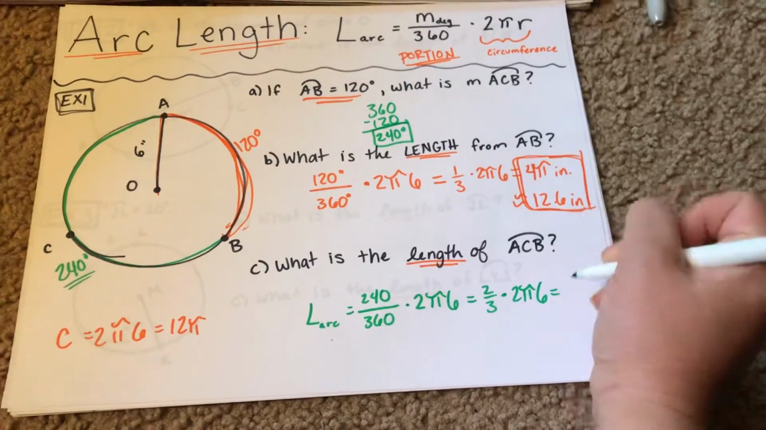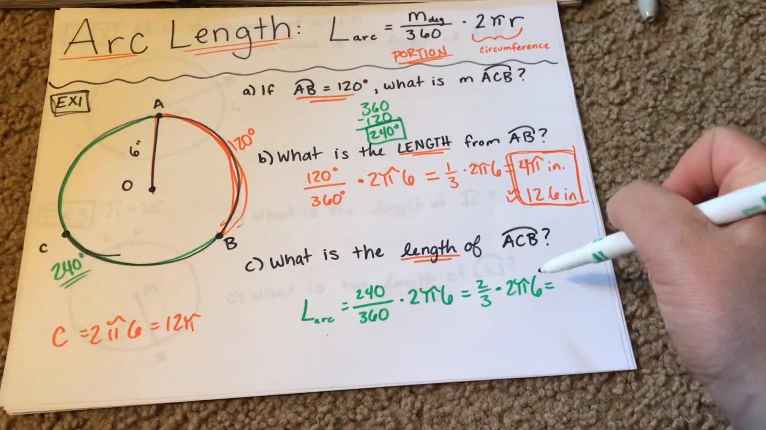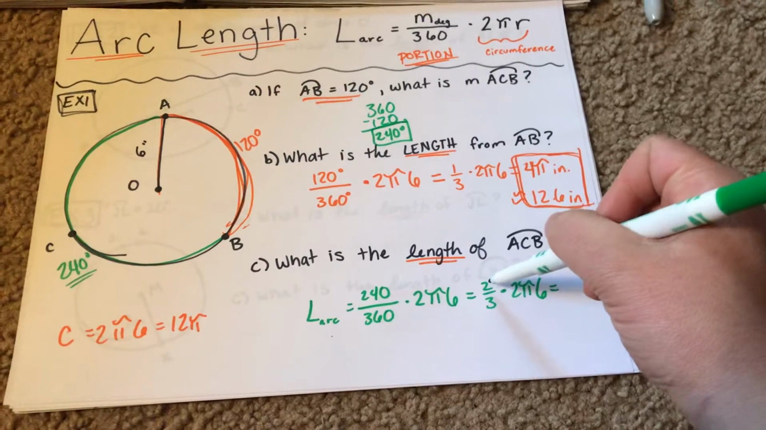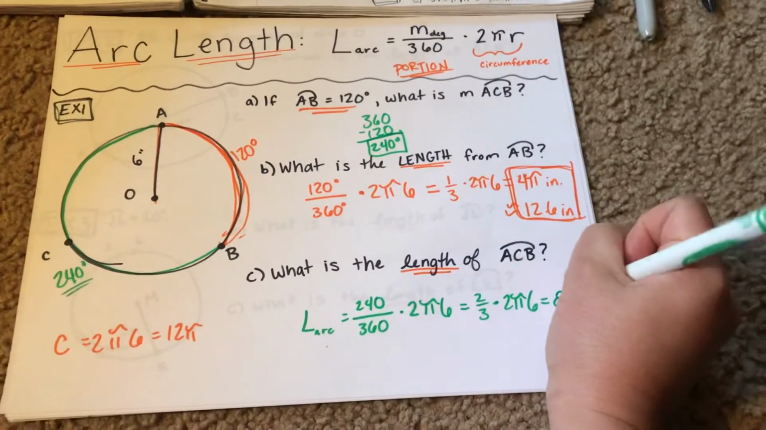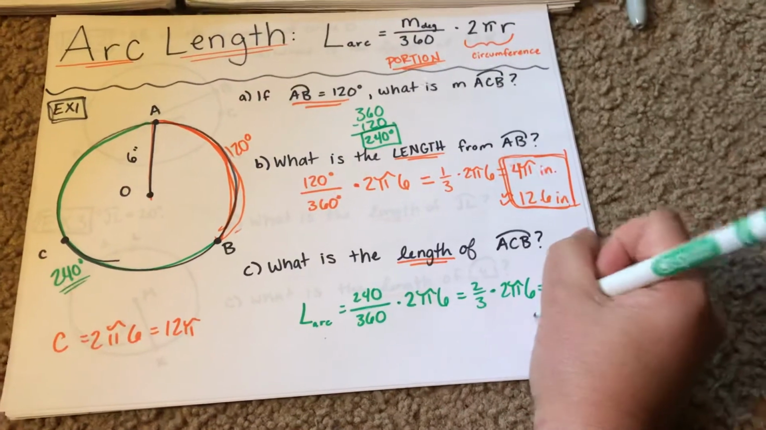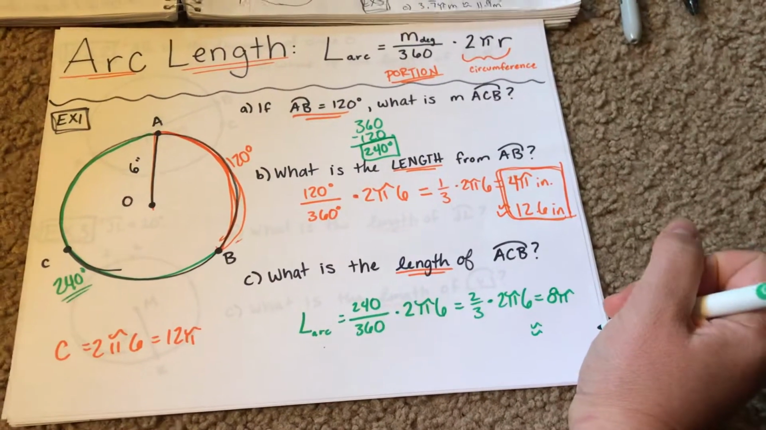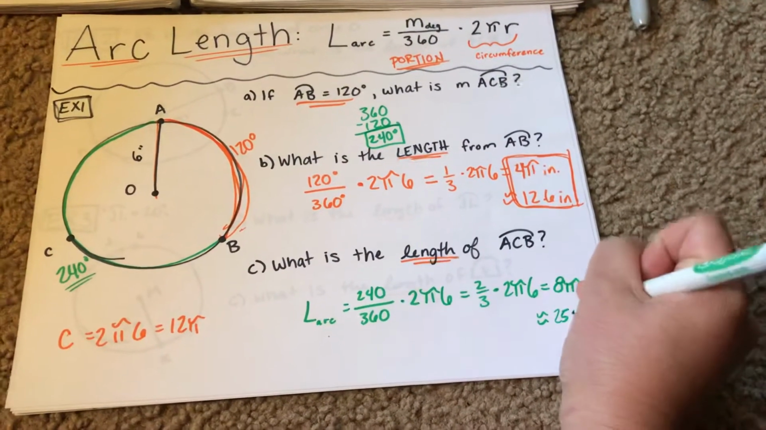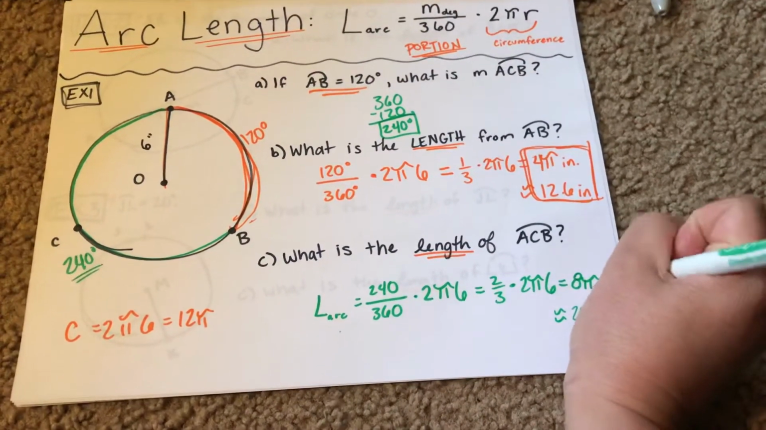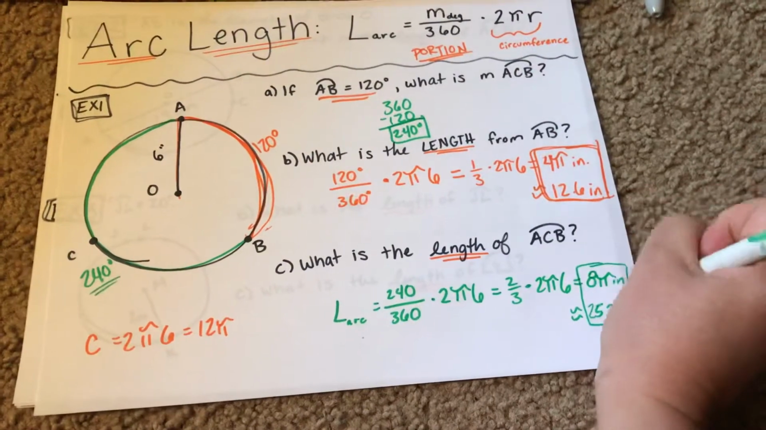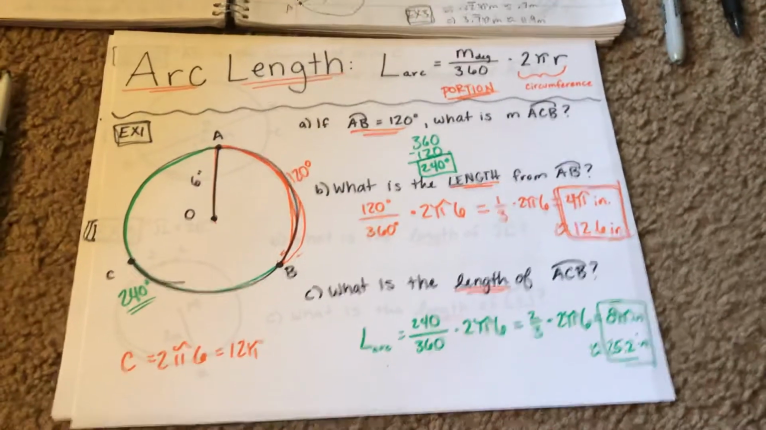So 2 times 6 again, 12. 12 times 2 times the numerator is 24. 24 divided by 3 is 8. So we have 8 pi on this one, which if you type that in your calculator is roughly 25.2. And again, we have inches. So that's how this arc length works.